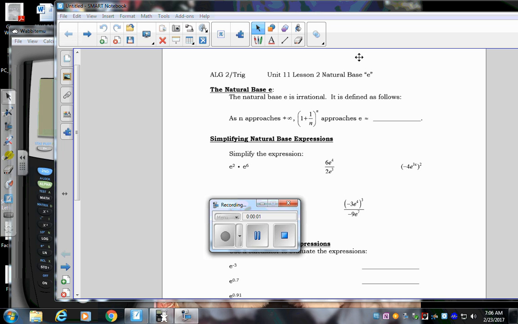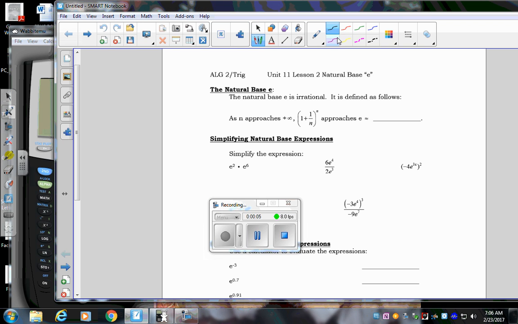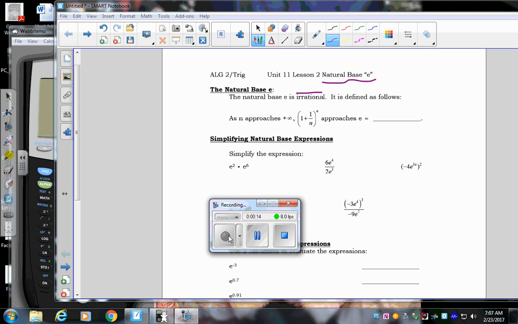Lesson 2 on natural base, the letter E. So we're continuing on with exponential functions, but this time we're looking at a special little letter in math, E, and it represents an irrational number. E is to exponential functions kind of like pi is to geometry. So E represents an irrational number, but a very important one, and as opposed to writing that number out, we show it using the letter E.